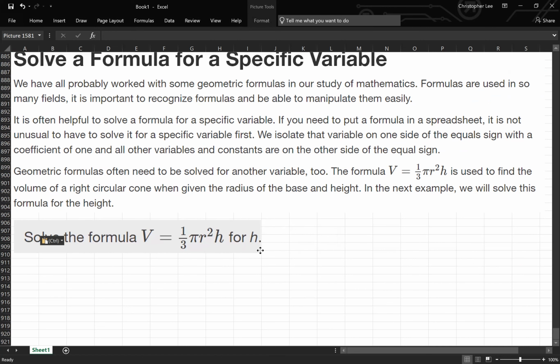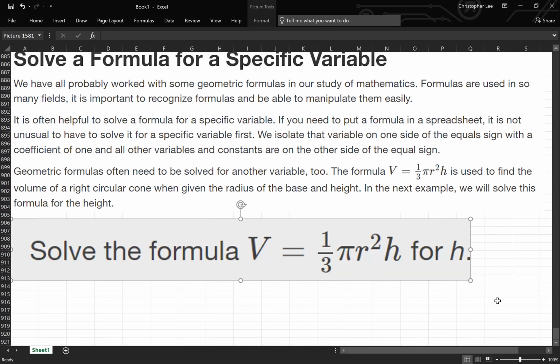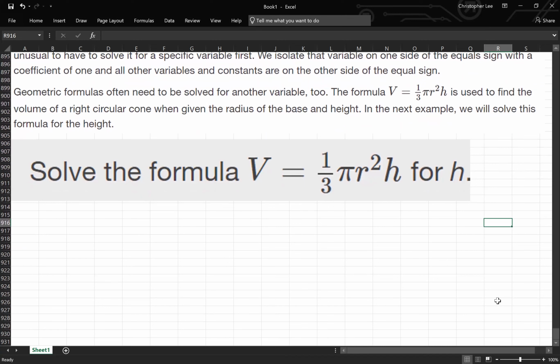Oh Lord, what's going on here? Let's try it again. Perfect.